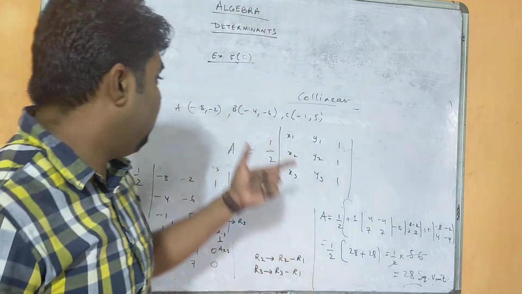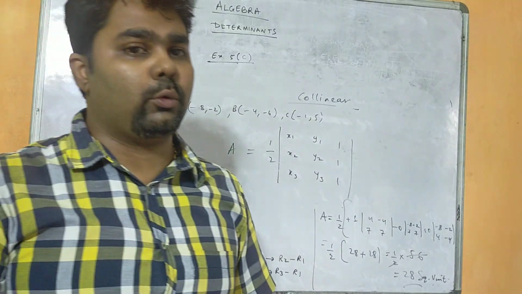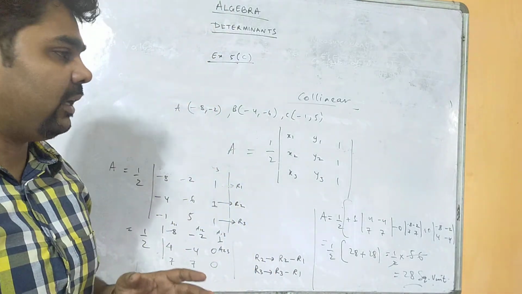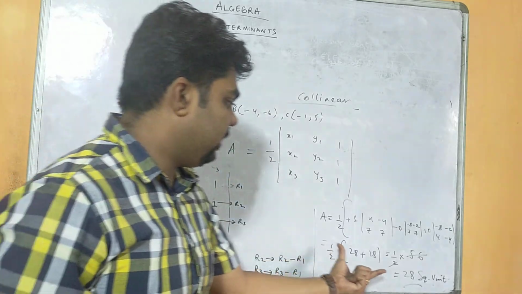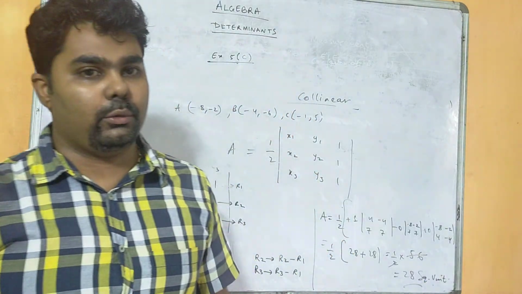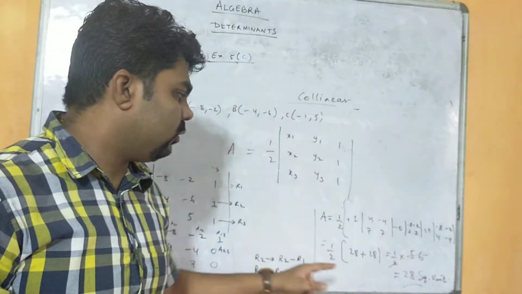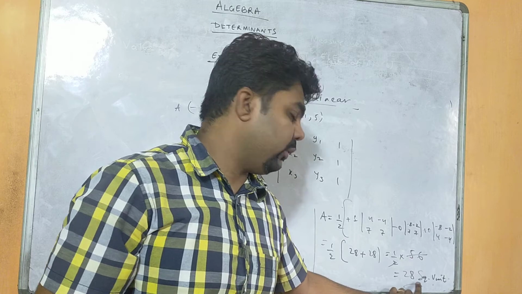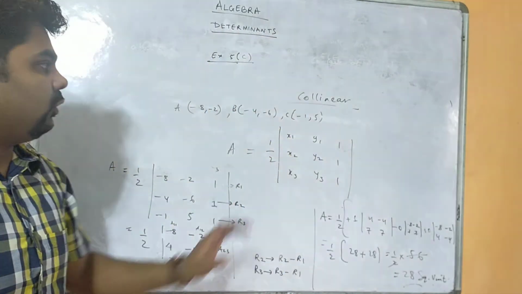And if 3 vertices are given, and it is said to check whether these 3 points are collinear or not, whether they lie on the same line or not, what we will do is use this formula, and if the final answer, that means the area, is 0 square units, that means they are collinear. Like, is this question collinear or not? No, it is not collinear, because we got the answer here as 28 square units. So therefore this is not collinear.